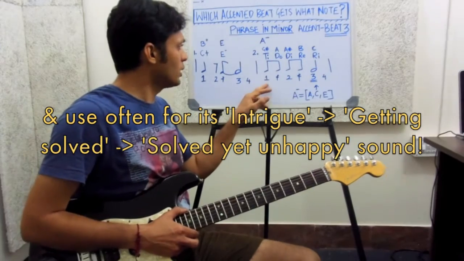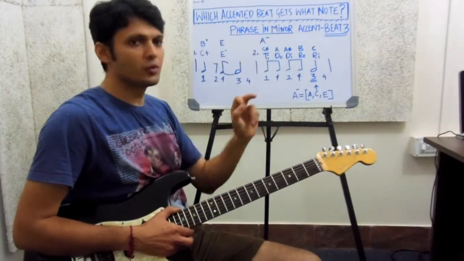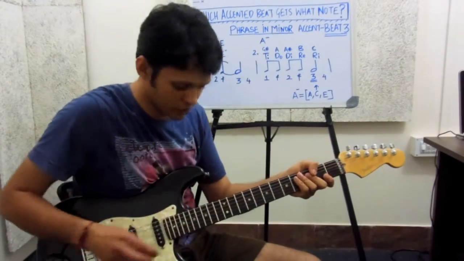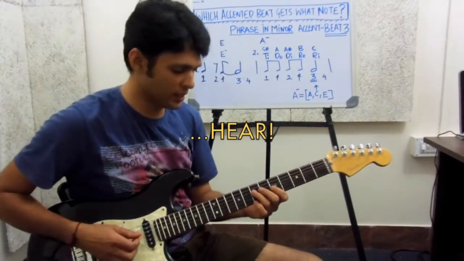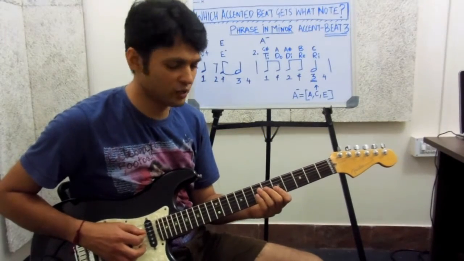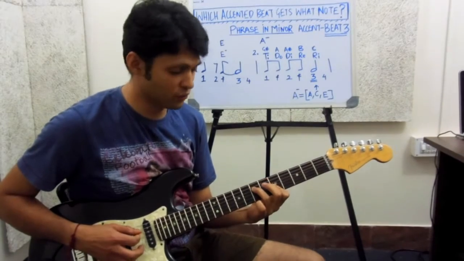Then on beat 1 of bar 2, I play the root chord A minor. Now A minor is going to be the key of our choice for today's discussion. Let's quickly hear this progression to build a sound for it in our heads. 1, 2, 3, 4.